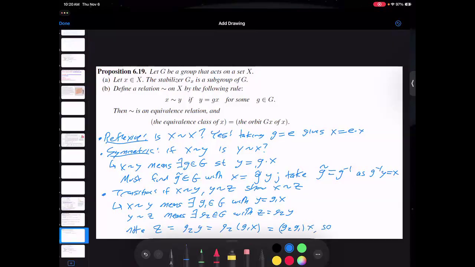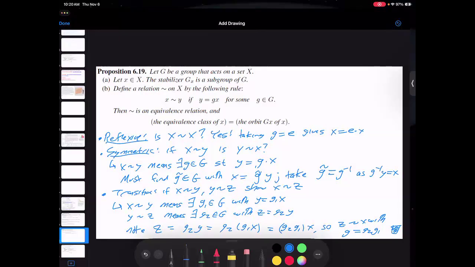So z is equivalent to x with g equal to g2, g1. And that completes the proof. So we do have an equivalence relation. Okay. Kind of makes sense, if x is in the orbit of y, y is in the orbit of x.